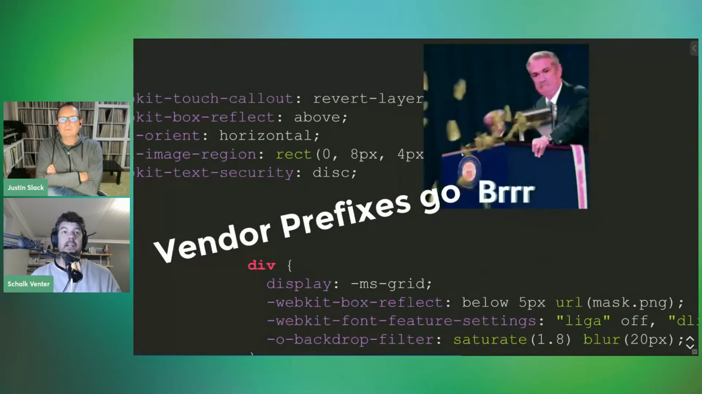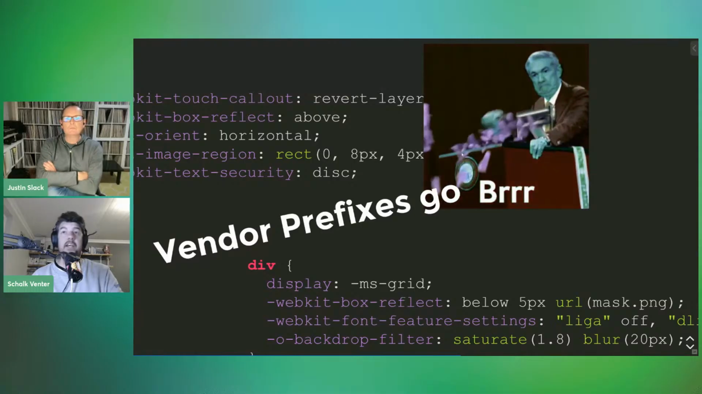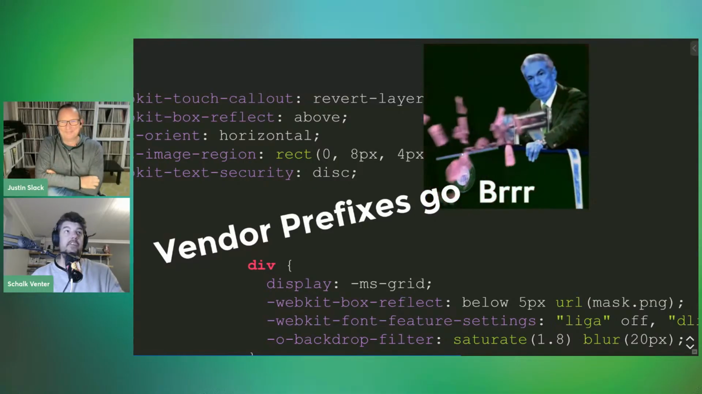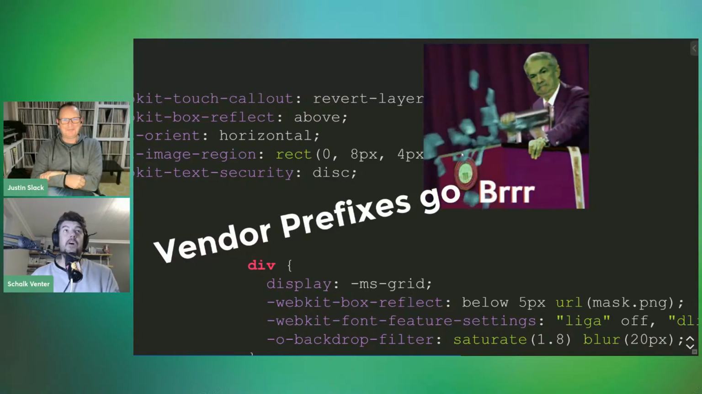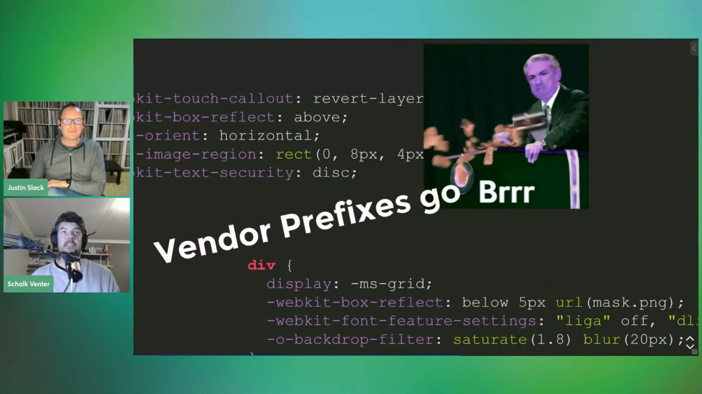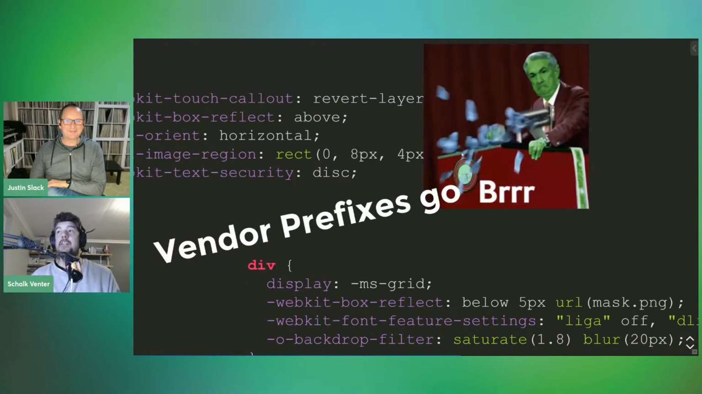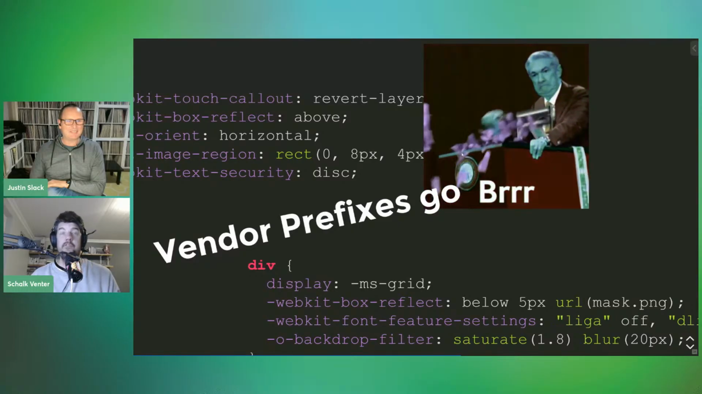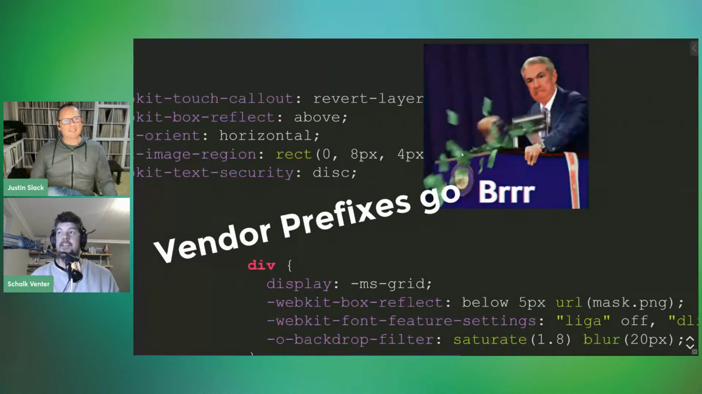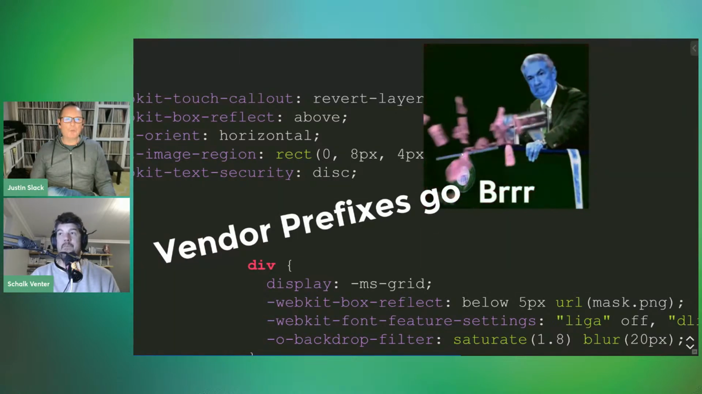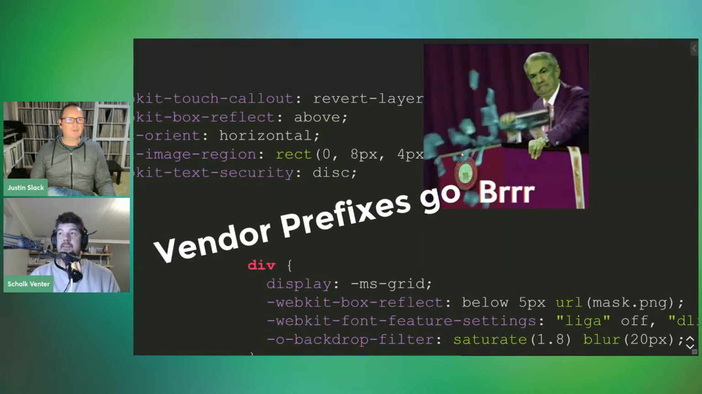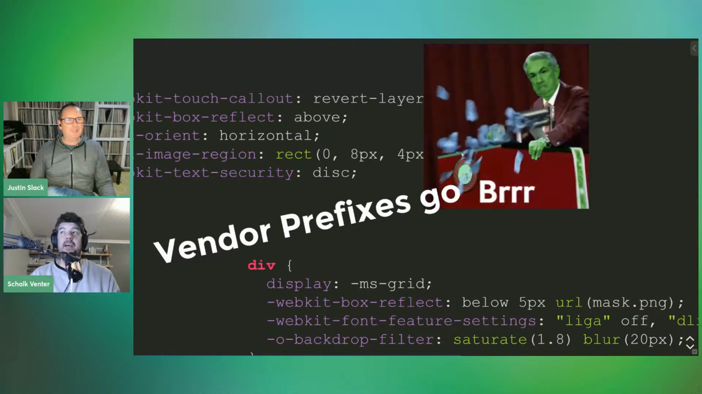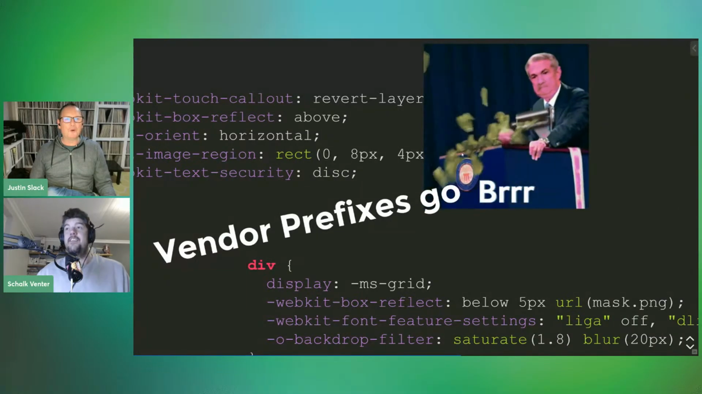Browsers started adding stuff like -webkit-box-reflect, -webkit-font-feature-settings, backdrop-filter, orient, touch-callout, text-security-disc. It's effectively like browsers were just creating their own version of CSS on top of the existing CSS. Yeah, and those wild Microsoft filters to create gradients, completely nothing to do with the spec whatsoever.